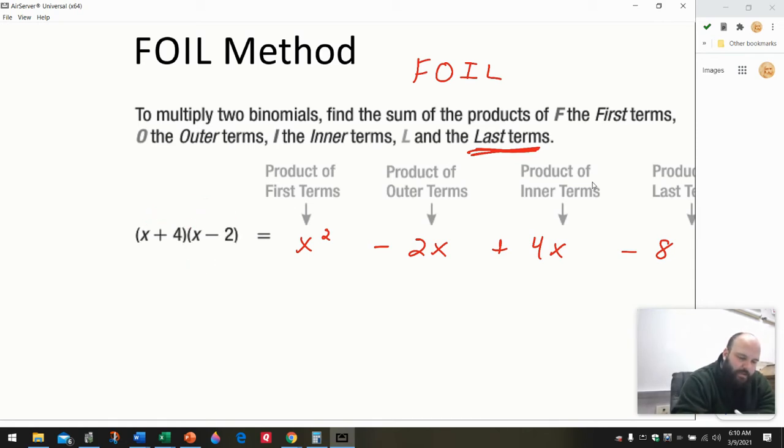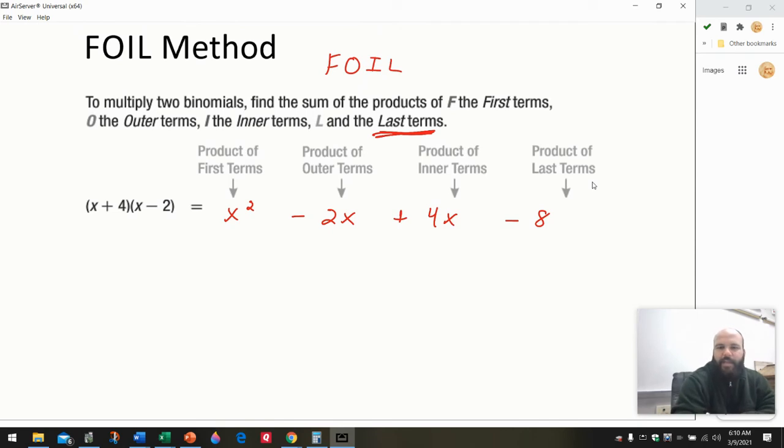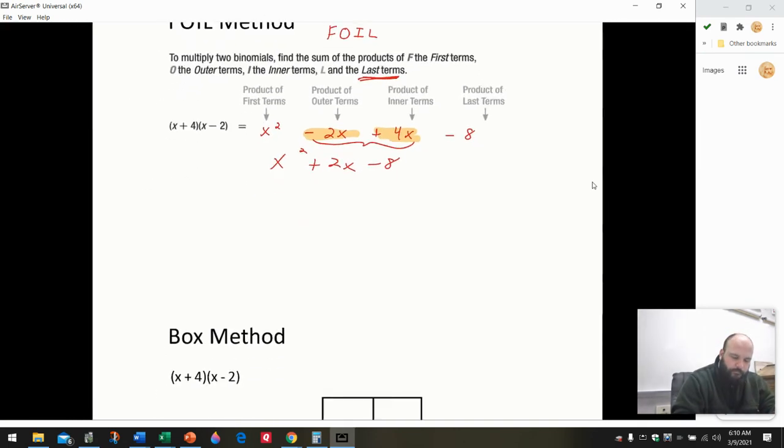Now, the last thing that you need to realize with this foiling method, depending on your expressions, is you may have like terms that need to be combined. In this case, there's a negative 2x and a positive 4x. So negative 2 plus 4 is 2. So we have x squared and then 2x minus 8. And these two combine into 2x.